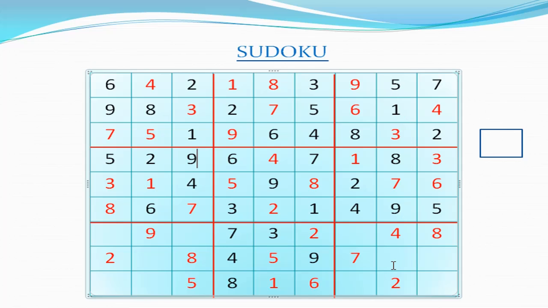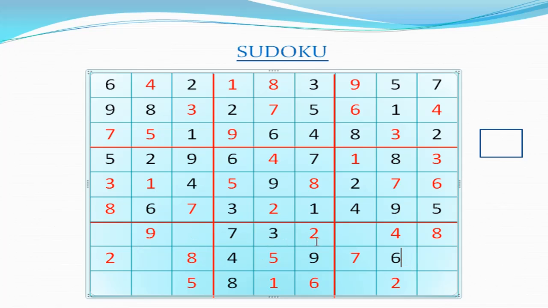Oh, in this column, I see only one tile is left. And one number must be there. Which is that number? 6? Is it 6? Wow, very fast. 6. Let's place it. Okay. Good, good, good.